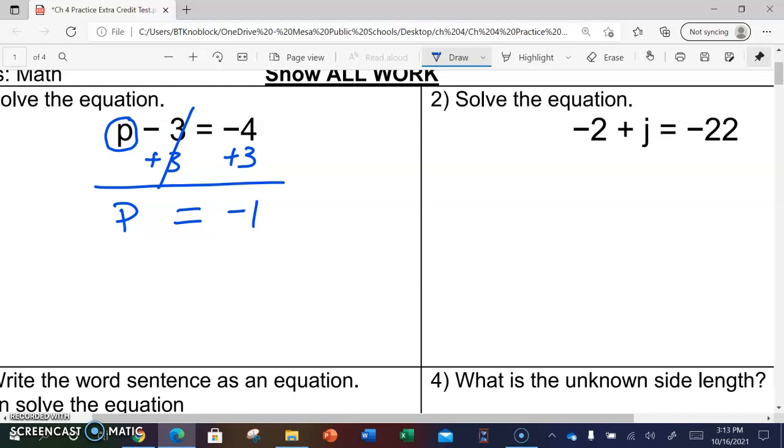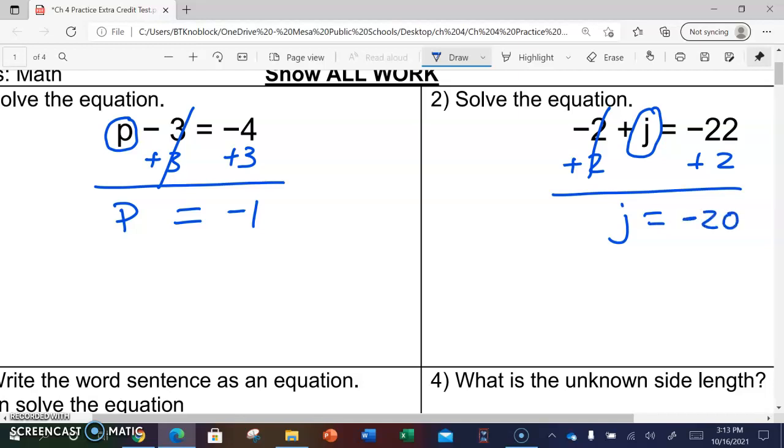Number 2, here's your variable term. Gotta get rid of this -2 by adding 2. So we add 2 to both sides of the equation. Those cancel. We get j equals -22 plus 2 is -20.